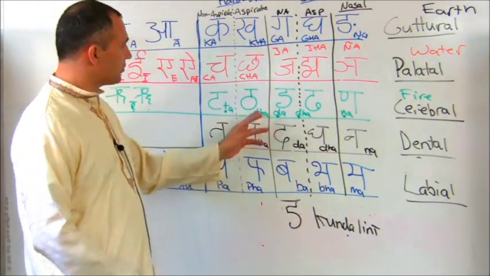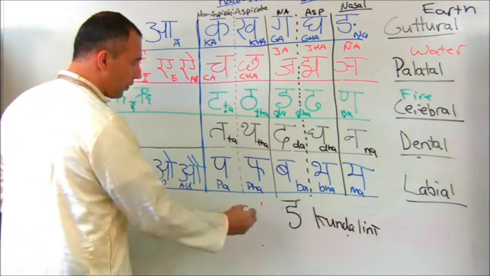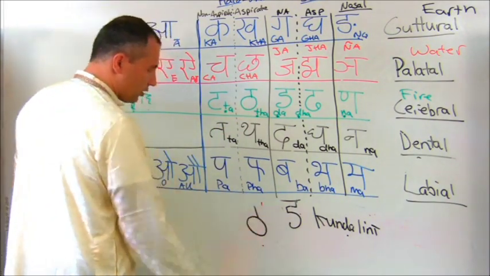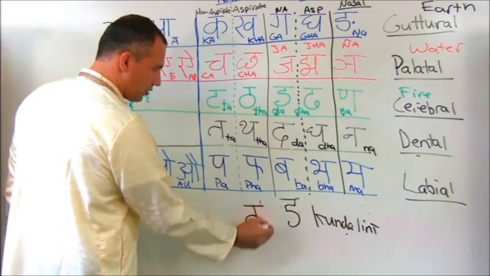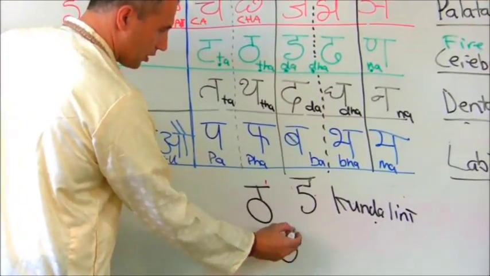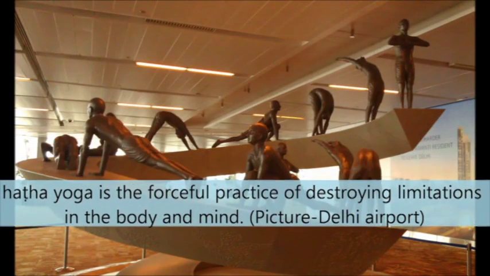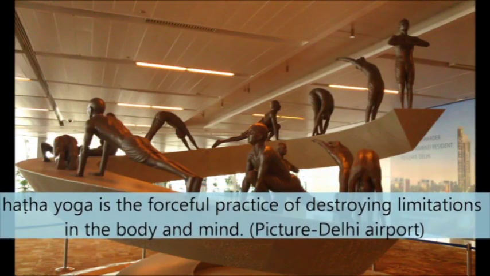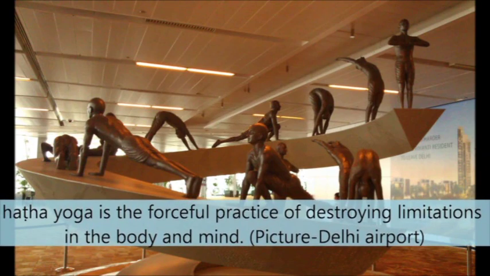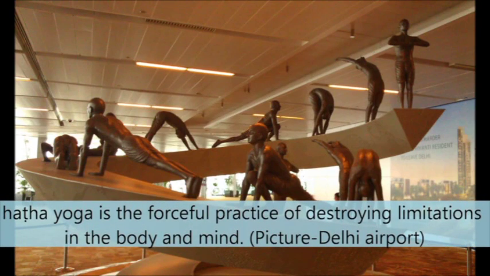Okay? So that's ta, ta. The way we write ta is just like that. Ta. This is the ta that is in Hatha Yoga. Ta, ta. Again, there's that fire, there's a certain energy to ta, which means to burn down, to destroy, to kill.